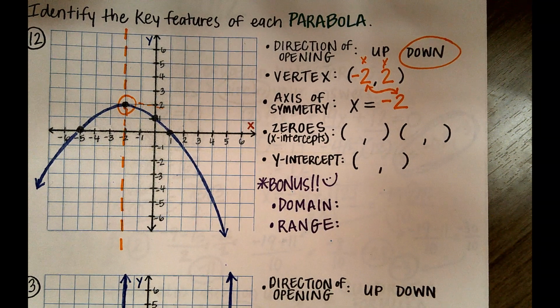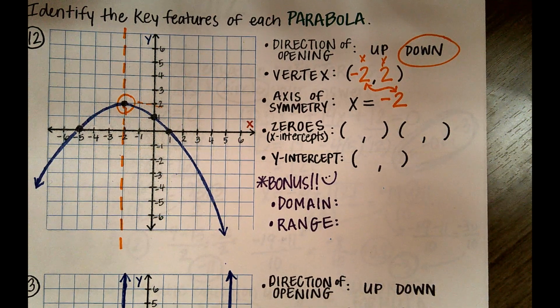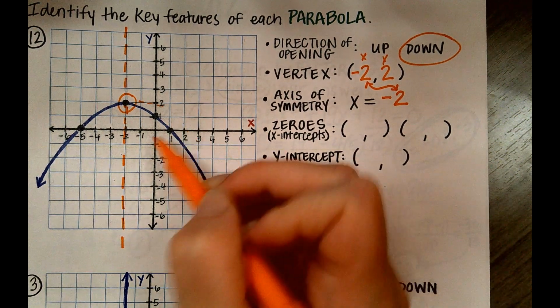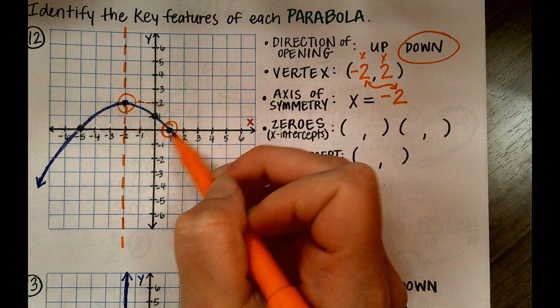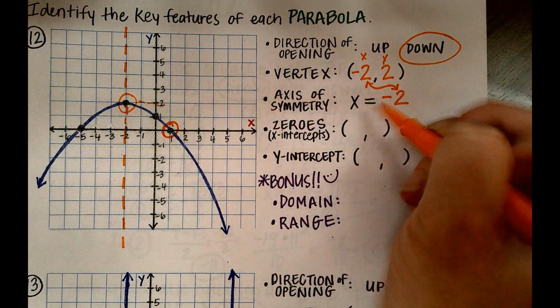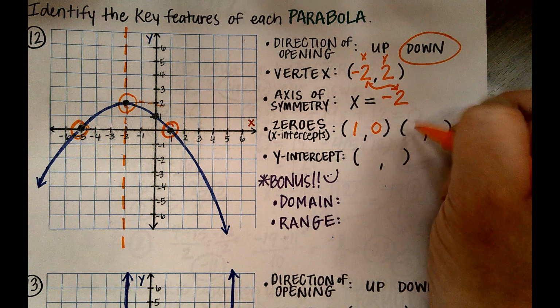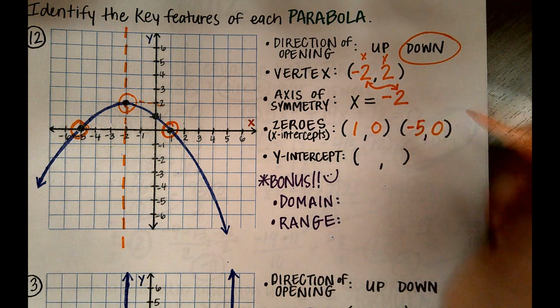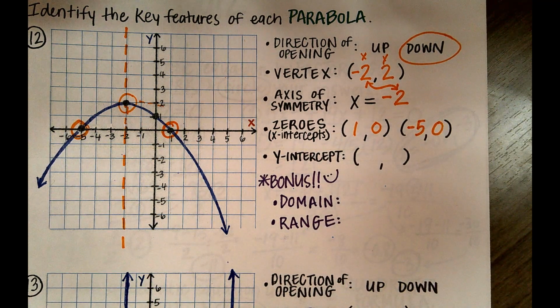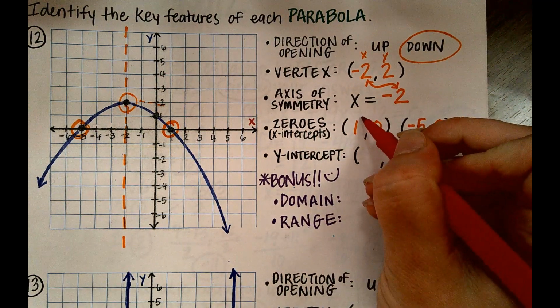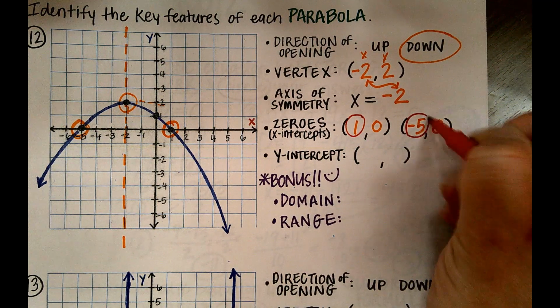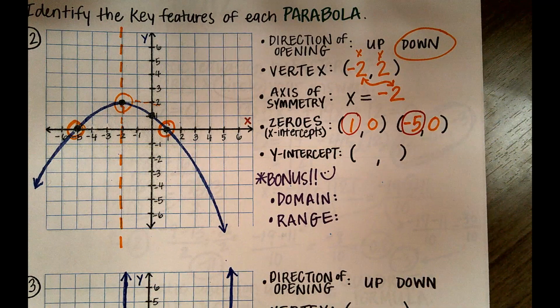What are my x-intercepts? 1, 0. Okay, so 1, 0. There's one right here. And your second one is -5, 0. Okay, and I'm going to circle the parts that I just want you to have. You could just write 1 and just write -5, and that is fine with me. Okay?